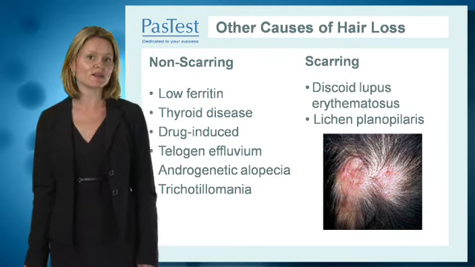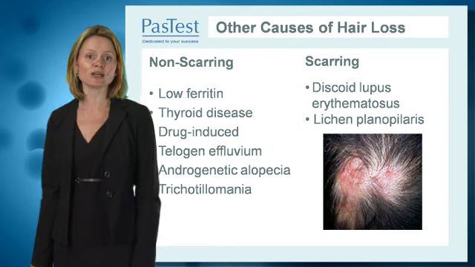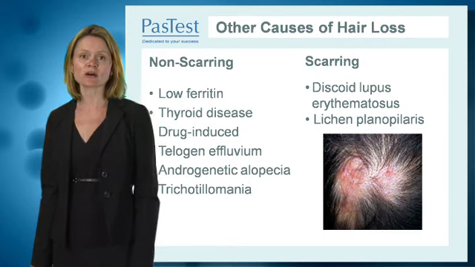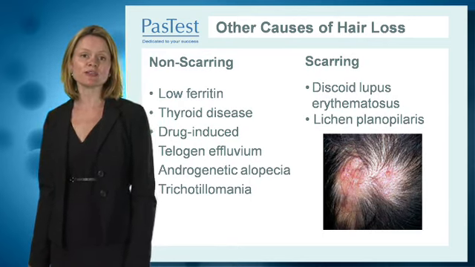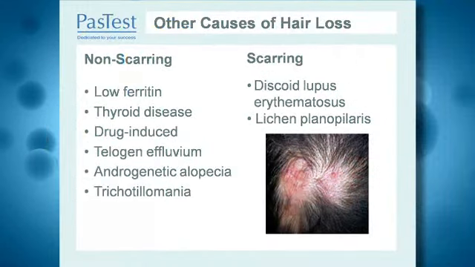So, other causes of hair loss? Well, we divide them into those that are non-scarring, including alopecia areata, and those that are scarring. So as we can see here at the list on the left, non-scarring causes include a low ferritin, thyroid disease, drug-induced, telogen effluvium, that's the typical hair loss that can occur after a stressful event or a patient has been unwell or had surgery, androgenetic alopecia, and trichotillomania, when a patient pulls their hair out.